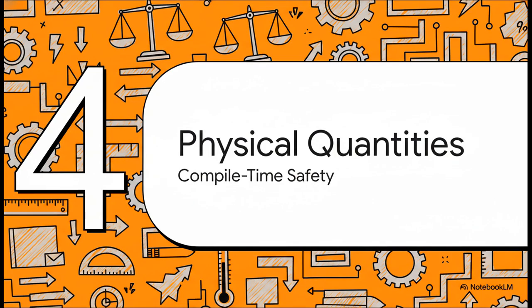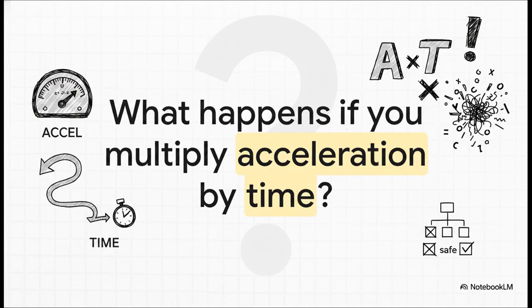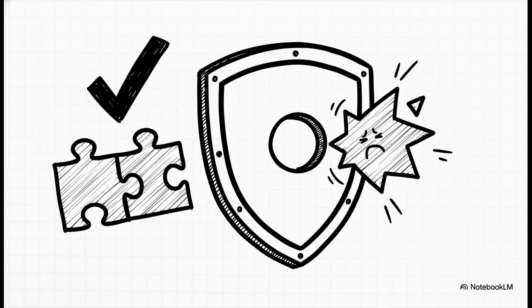Section 4. Safe physical quantities. Applying this compile-time logic to data flow, let me pose a scenario to you. In standard languages, a float is just a float, right? But in Merg-E, what do you think happens if you accidentally multiply an acceleration quantity by a time quantity? Boom, you get a speed type. And this brilliantly illustrates the power of compile-time dimensional analysis.